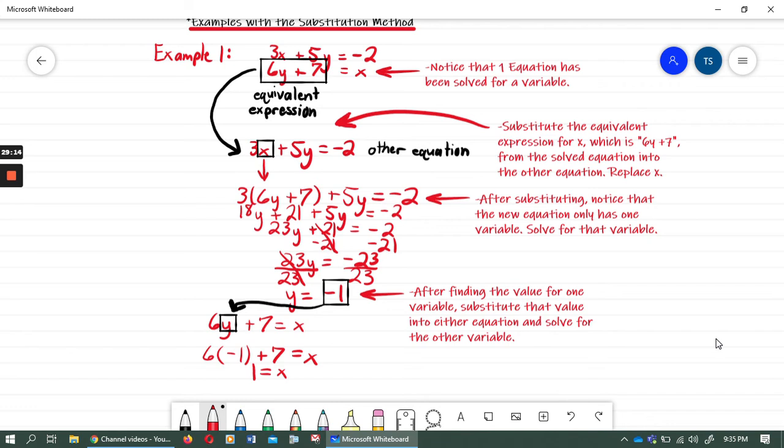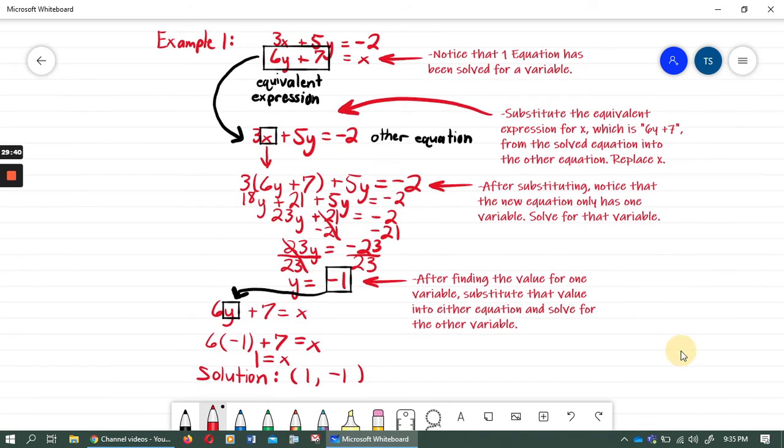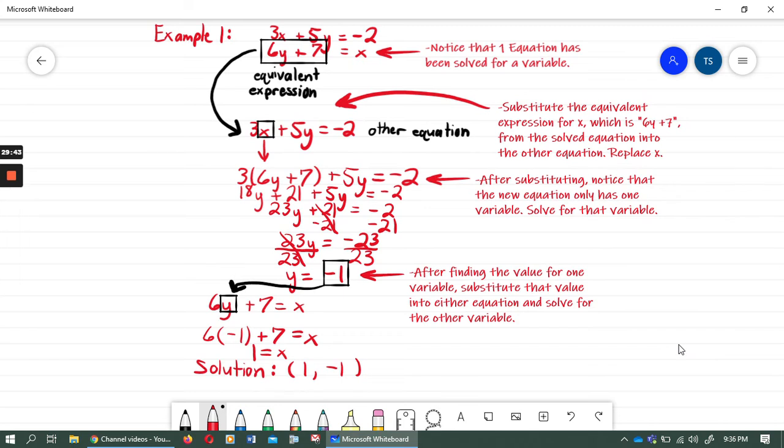So again, your real solution. Now that we have found an x value and the y value, our solution is the ordered pair of 1, -1. The x and the y value put together in the form x, y. And guys, that's that first example right there, where we have solved this system of equations.